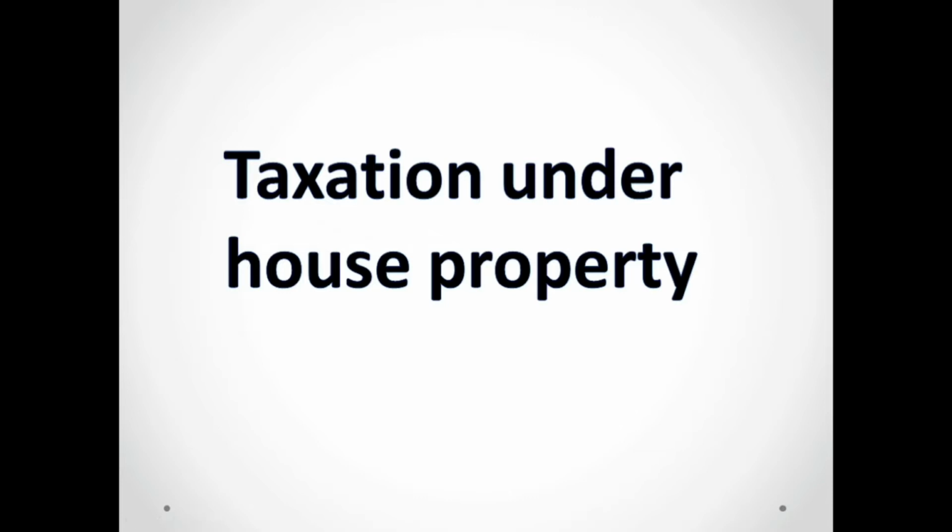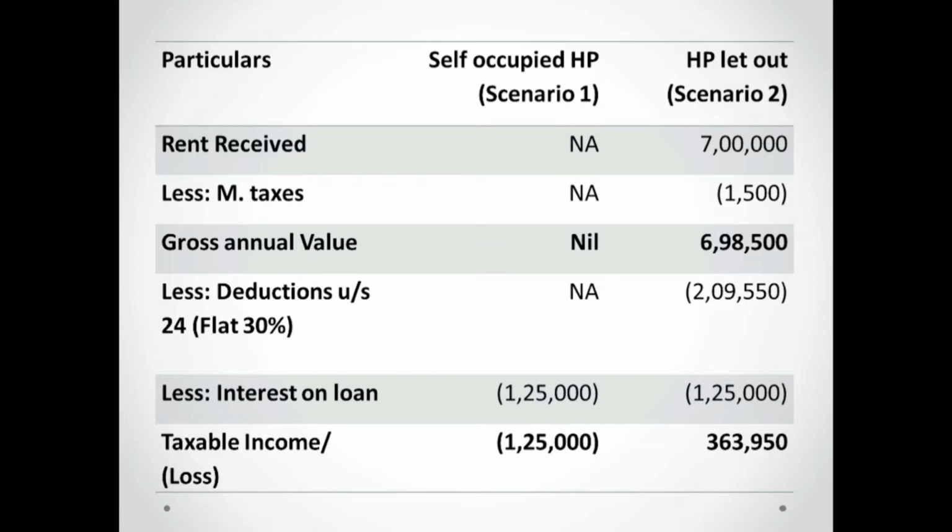There it is, guys, taxation under house property. So let's take a very simple scenario. House property can be of two types: self-occupied house property and house property that is let out. In case of self-occupied house property, you will be getting only interest on loan as deduction, which is say 1,25,000 in this example. Hence you will always be under loss. Hence 1,25,000 is the loss.